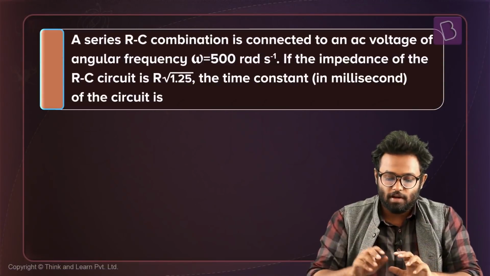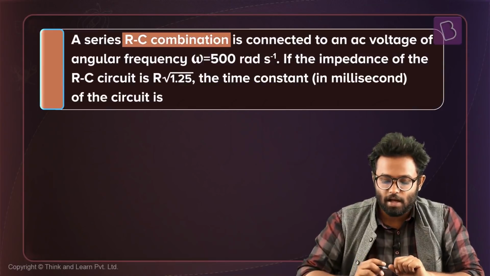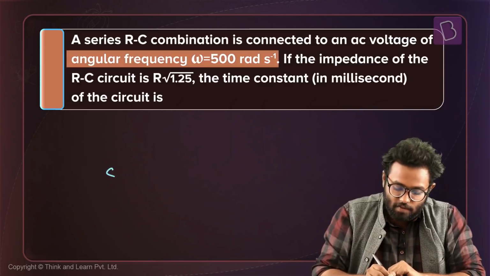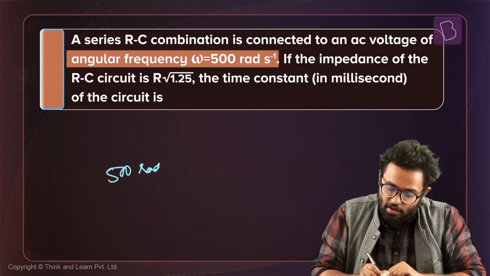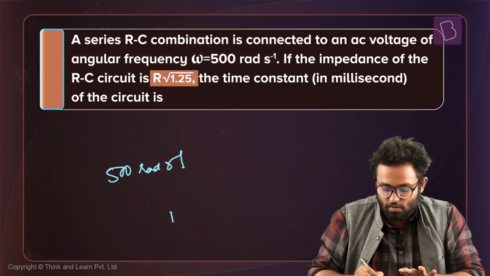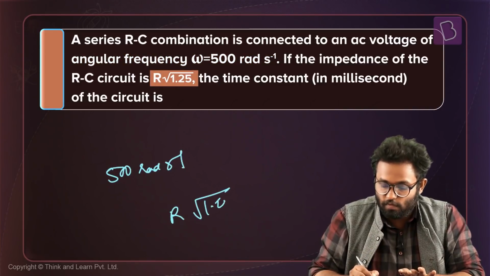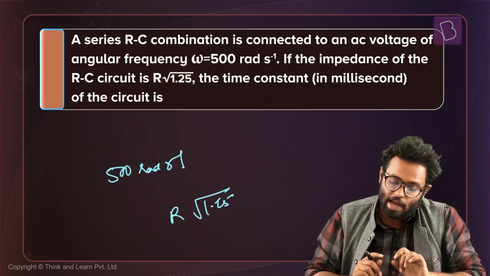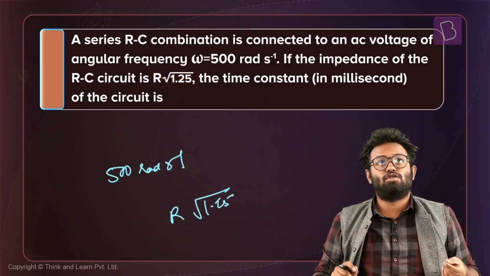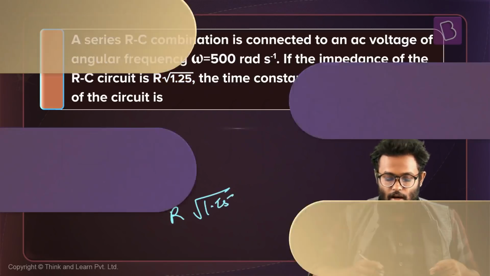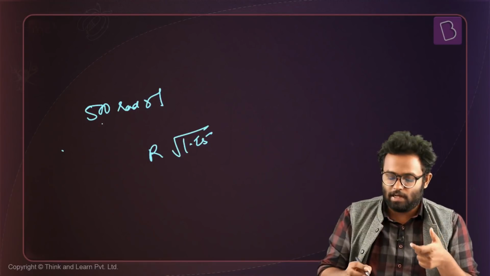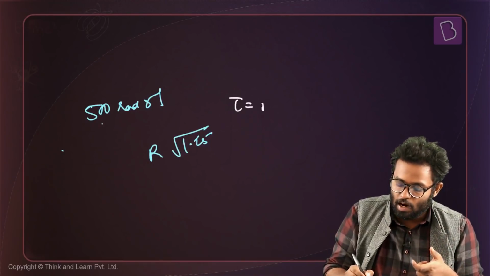In this problem, you are given a series RC combination connected to an AC voltage with an angular frequency of 500 radians per second. If the impedance of the RC circuit is R times root 1.25, the time constant of the circuit is, we have to find the time constant of an RC circuit which has an AC source. Okay, what is time constant, by the way? Time constant is simply R times C.